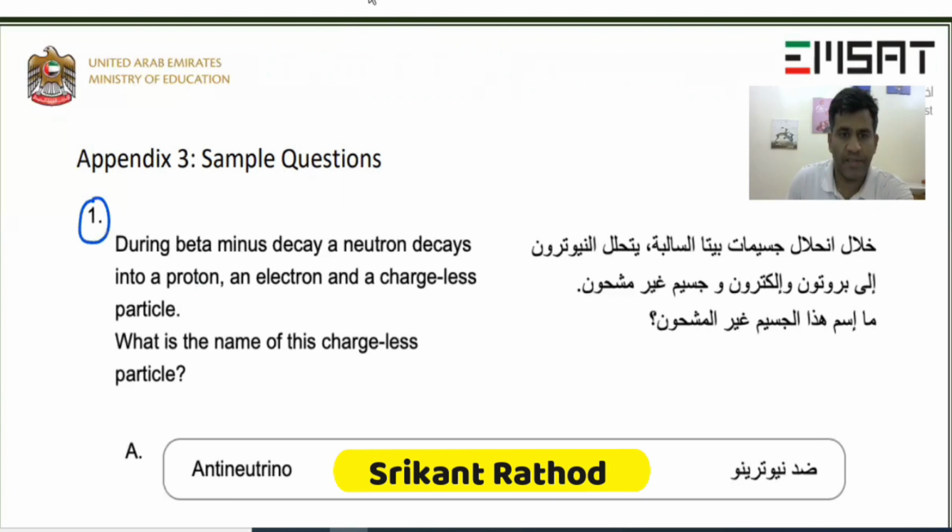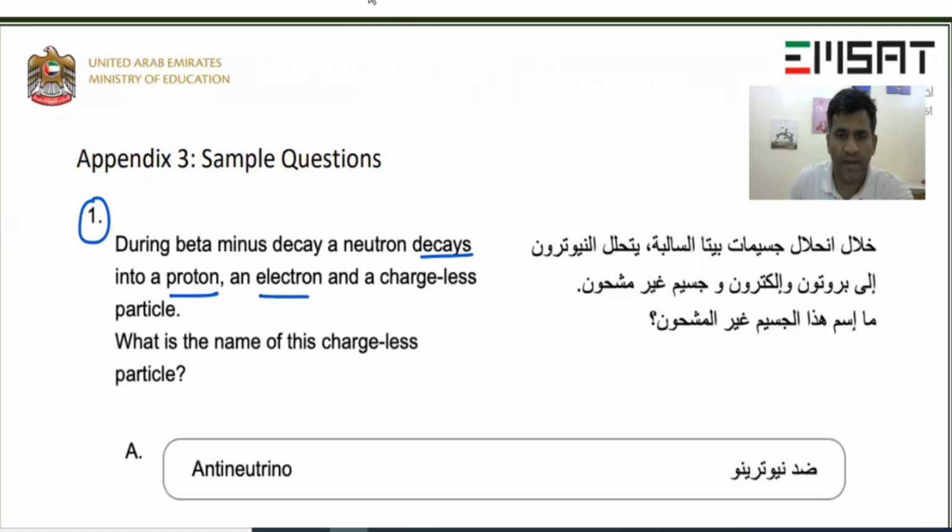Question number 1 here is, during a beta minus decay, a neutron decays into a proton, an electron, and a chargeless particle. What is the name of this chargeless particle? Let me tell you what a beta decay is.